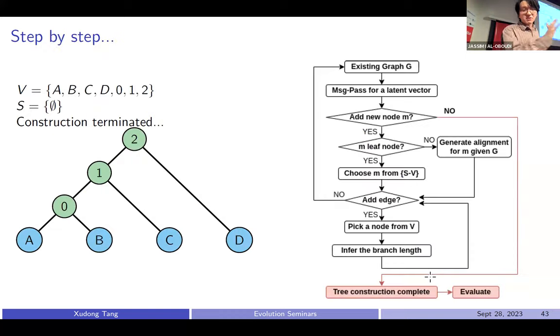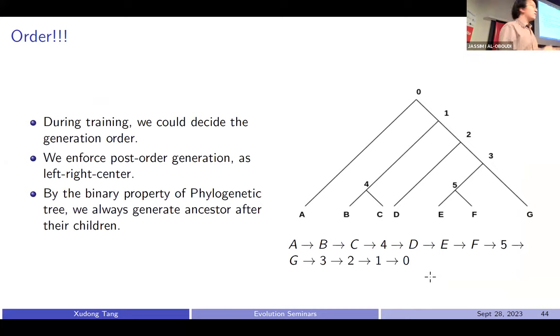So the stuff I showed before is the process in the actual generation part. Now we have to train the model to learn about the distribution of the trees. So during the training, we could actually decide the generation order. By that, we can force the model to generate a known topology one by one.